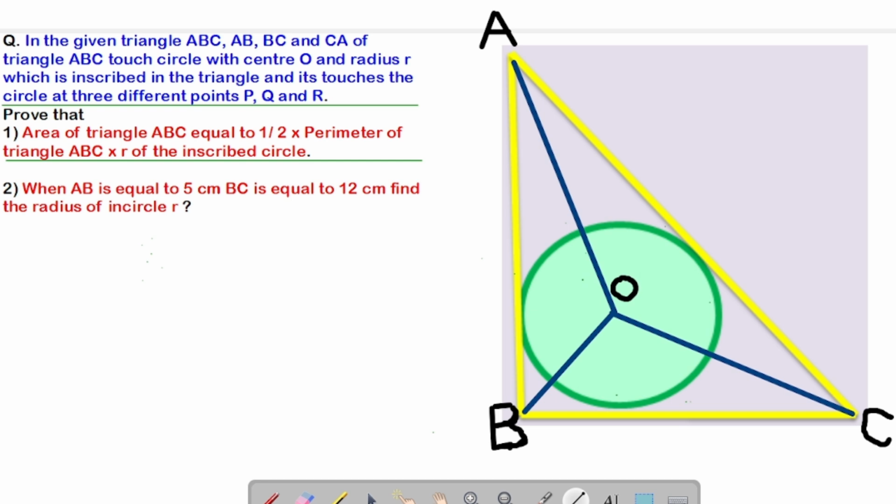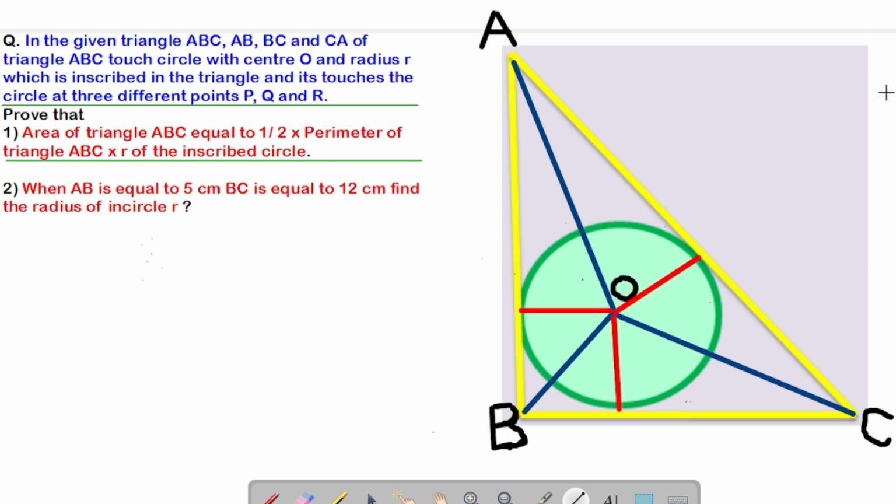Just join the center of the circle with A, B and C, the three vertices of the triangle. Now in this question we need to prove that the area of triangle ABC is equal to half of the perimeter of triangle ABC into r, which is the radius of the incircle, the inscribed circle, right?